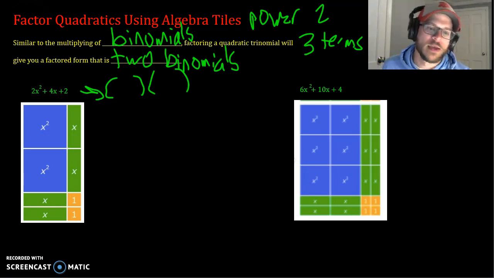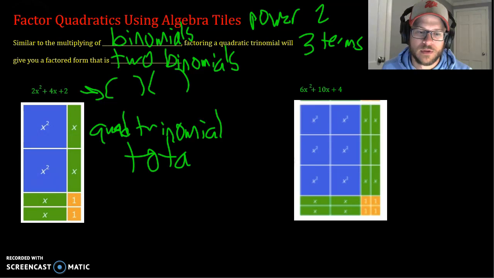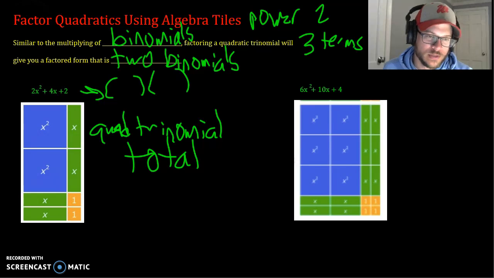So when you're looking at these with the algebra tiles, your quadratic trinomial is just your total. It's everything that you can count and see. So you have 2 of the x squareds, so we count 2 of the total x squareds there. You have 4x, 1, 2, 3, 4x in total, and then 2 is your constant, 1, 2 is your constant there. So that is what the quadratic trinomial is going to be.